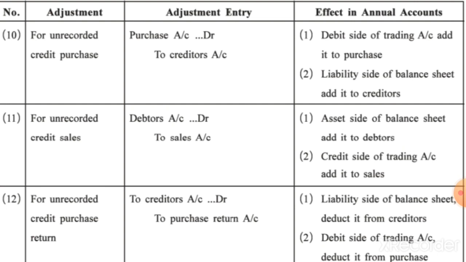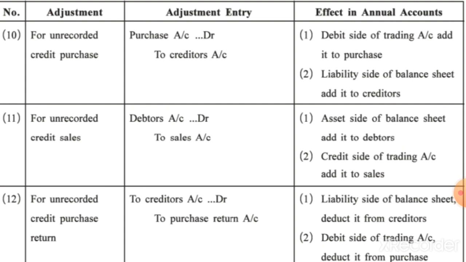So the journal entry, already we discussed that with the sales, debtors would arise. So debtors account debit to sales account credit. So the first entry would be on the asset side, in the debtors you will be adding it, and the second entry is on the credit side of trading account, in the sales you will be adding the amount of credit sales. Next, the 12th journal entry is for unrecorded credit purchase return.